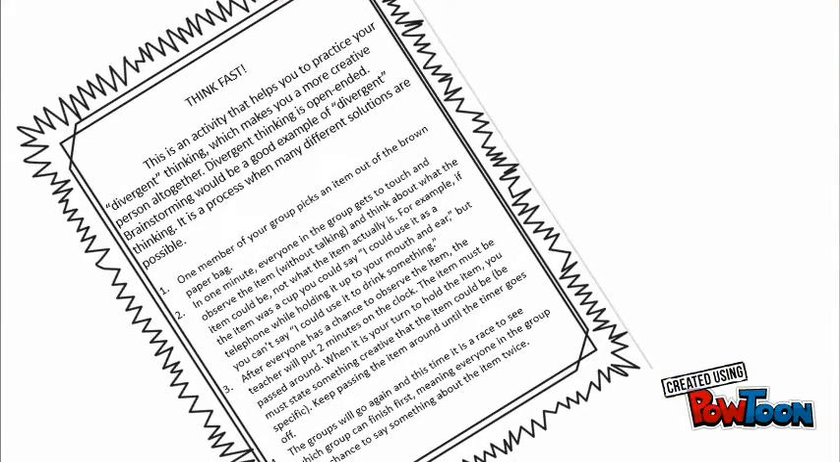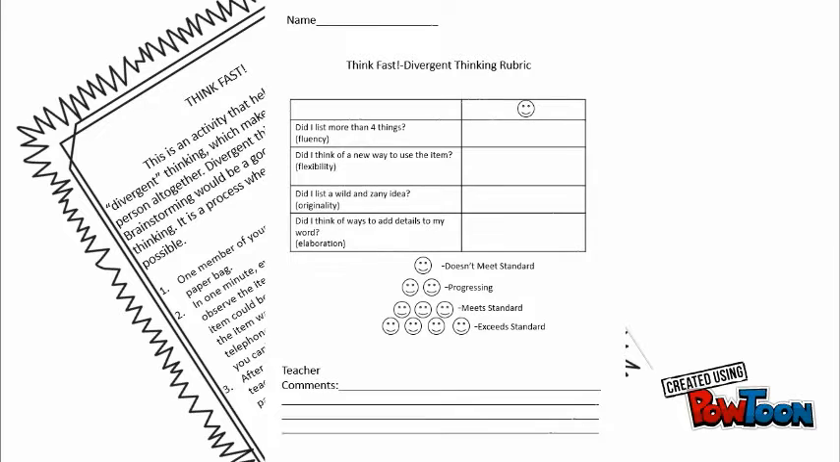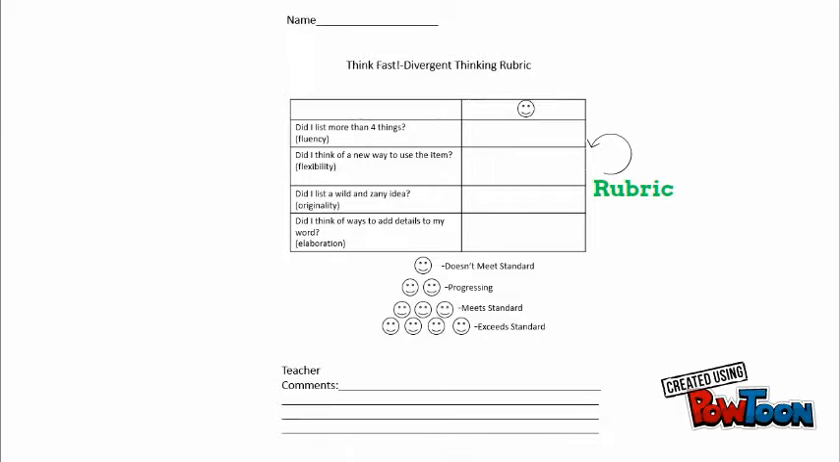Here are some of the things I created for my activity. Of course, I had to type up directions just in case there's a time when I couldn't read them out loud to the students. And then the other thing I did was created a rubric based on who meets and doesn't meet and who is progressing or exceeding the standard.